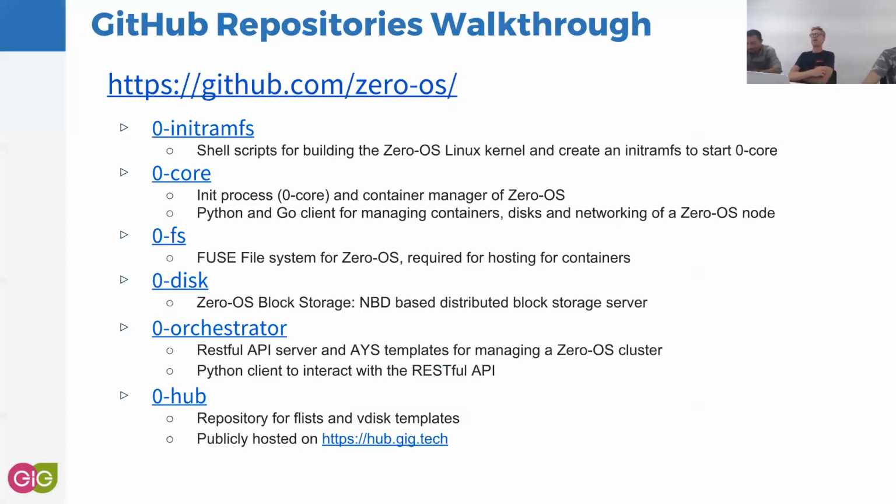Now, again, let's do the GitHub repository walkthrough. The very first one is basically about the kernel. So it has a very difficult name, initramfs. For some of you, this is certainly not Chinese. Initramfs is a very well-known thing. It's not something we invented.